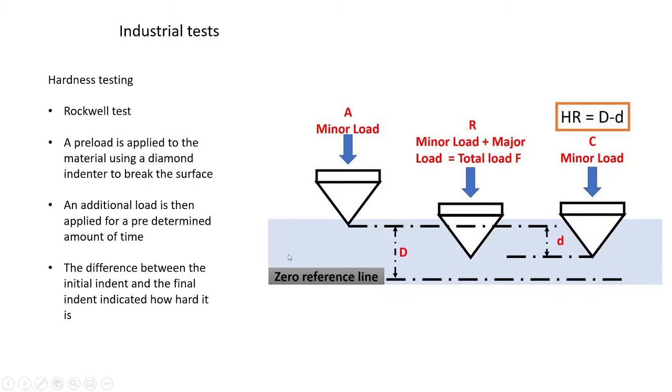Then when you've done that, an additional load is applied over a certain amount of time. Once you've broken the surface, that's your starting line, which is why it's called your zero reference line. So you're not starting from the absolute surface, you're breaking the surface and trying to test the inside hardness of the material. You're going to break through a little bit, then press down for a certain amount of time, and then come back out again. What you're going to look for is the difference between the first line you did and the last line that you did.